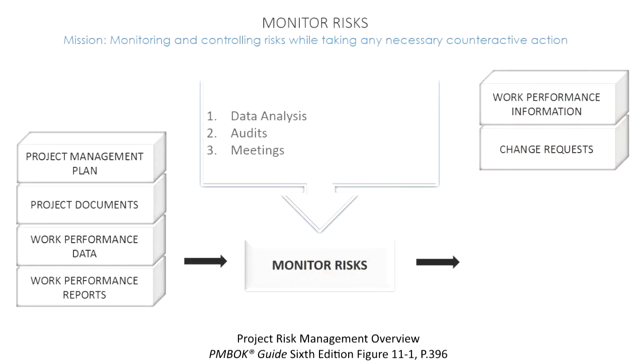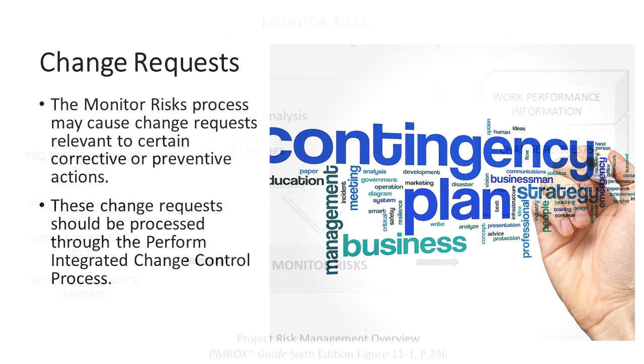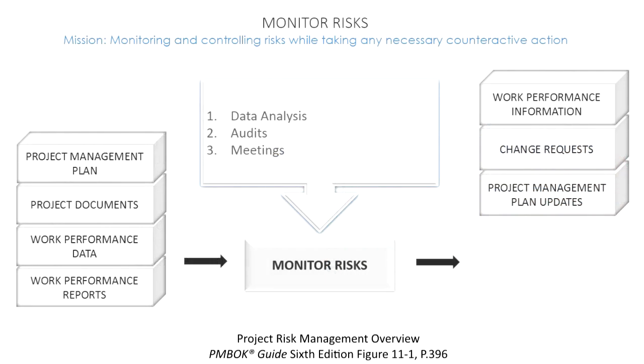Our next output is change requests. There could be a variety of changes as a result of this process. We may need corrective or preventive action to bring our results back in alignment with a plan. The next output is project management plan updates. We could have updates to various components of the project management plan. Of course, this should go through the Perform Integrated Change Control process.